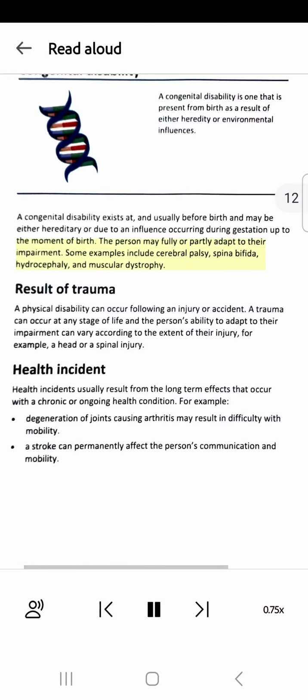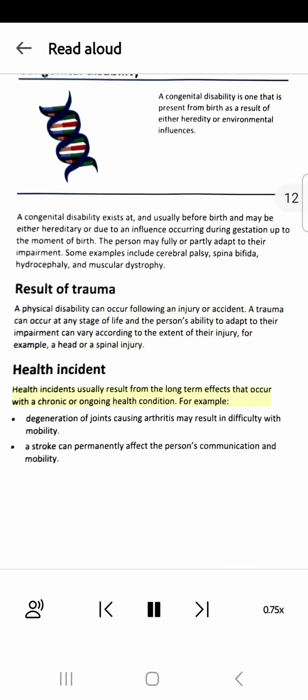The person may fully or partly adapt to their impairment. Some examples include cerebral palsy, spina bifida, hydrocephaly, and muscular dystrophy. Result of trauma. A physical disability can occur following an injury or accident. A trauma can occur at any stage of life, and the person's ability to adapt to their impairment can vary according to the extent of their injury, for example, a head or a spinal injury.